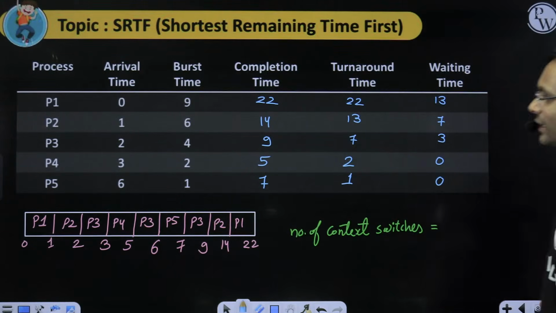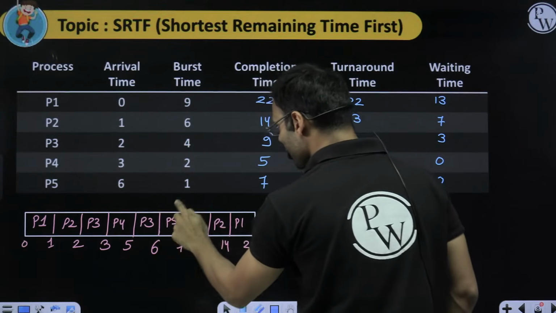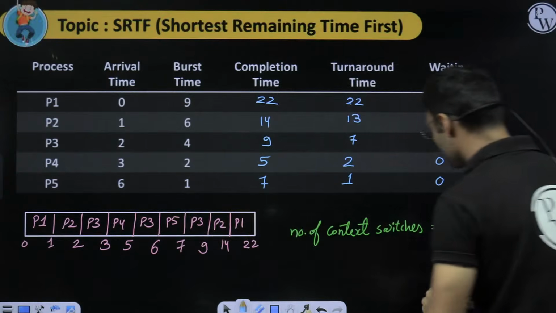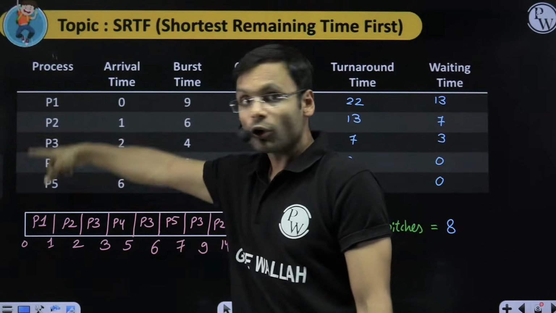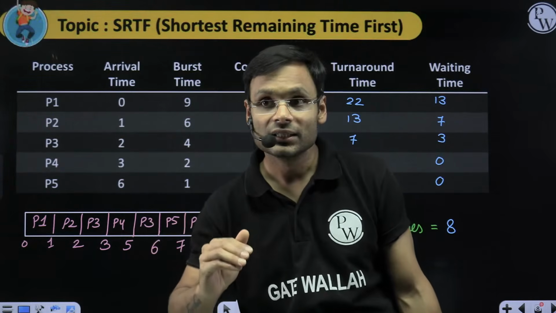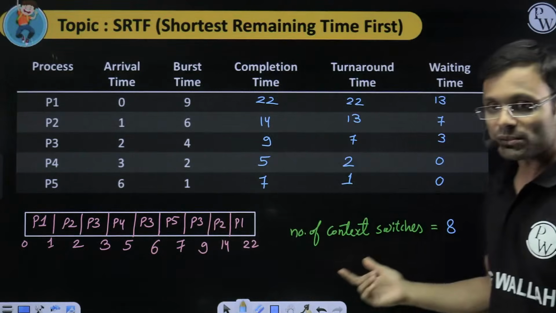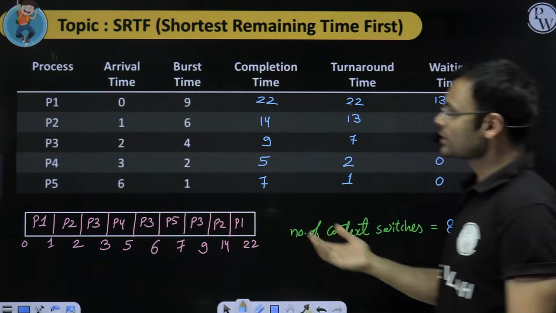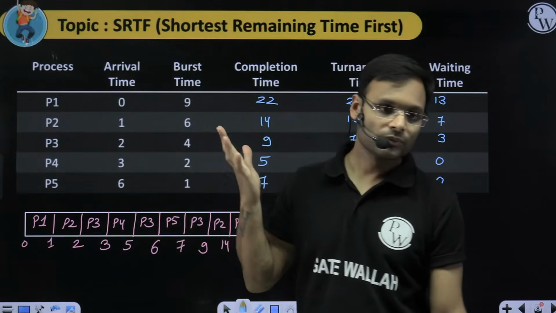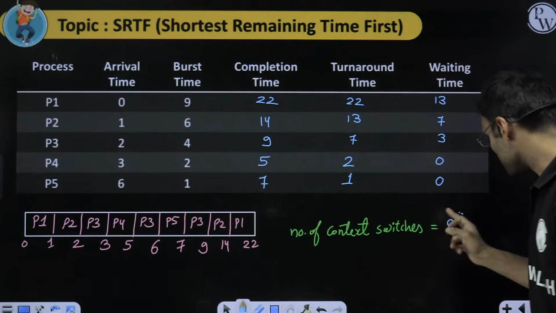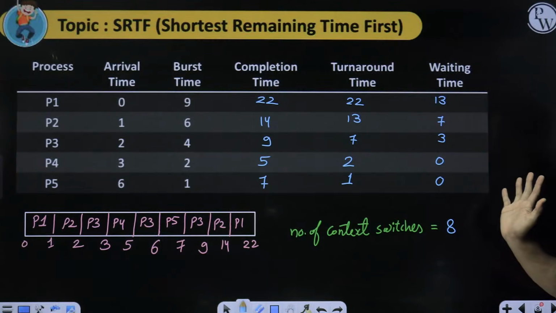How many context switches? 1, 2, 3, 4, 5, 6, 7 and 8 context switches. The number of context switches will not depend on how many processes we have. Context switches are definitely a minimum of 4, more than 4 is possible, yes, but how many we don't know. It is purely dependent on which process comes when and what the burst time is. So we cannot have any specific formula in a preemptive algorithm for how many context switches can occur.